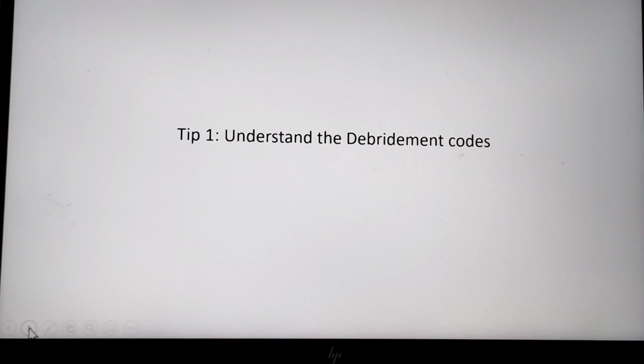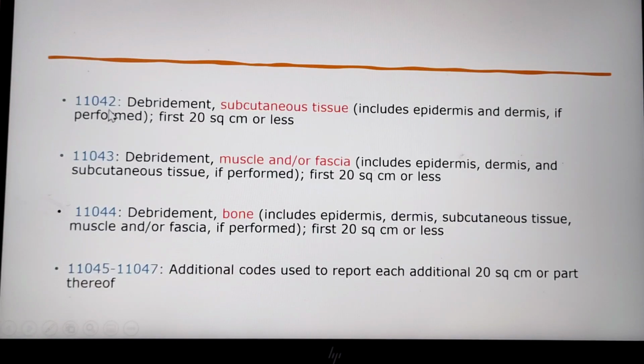Next, we will understand the debridement codes. Tip number 1: understanding the debridement codes. The CPT codes for debridement are divided into different categories based on the layer of the tissue being removed. The first set of codes, 11042 to 11044, are the debridement of first 20 square centimeters or less of subcutaneous tissue, muscle or fascia. So these are the different layers of the tissue that is being removed during debridement. So the CPT codes are divided based on the layer of debridement and the extent of debridement, that is up to first 20 square centimeters or less.